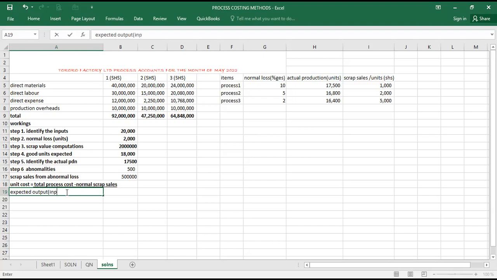How do we get it? It is the input minus the normal loss units. That's how we get that.